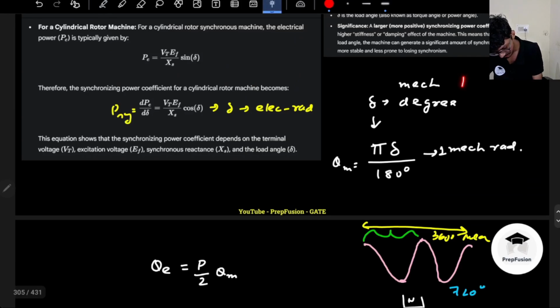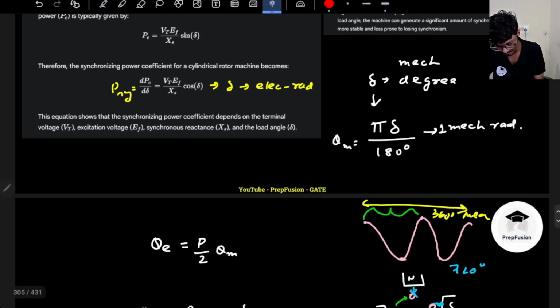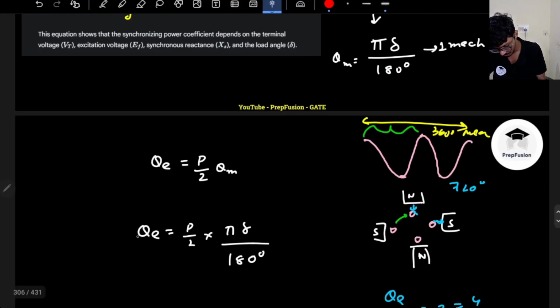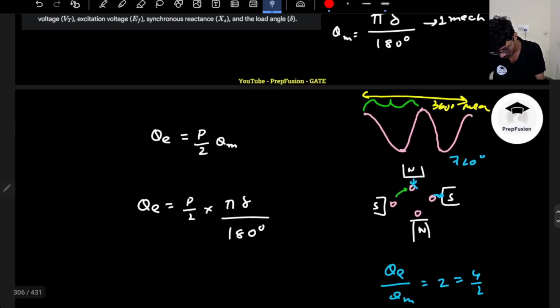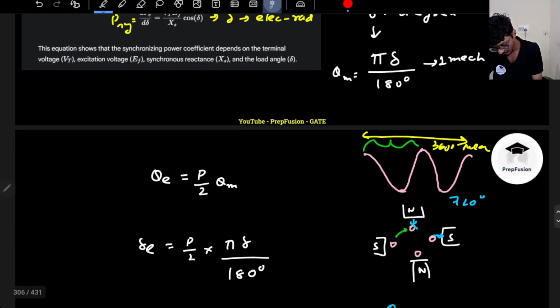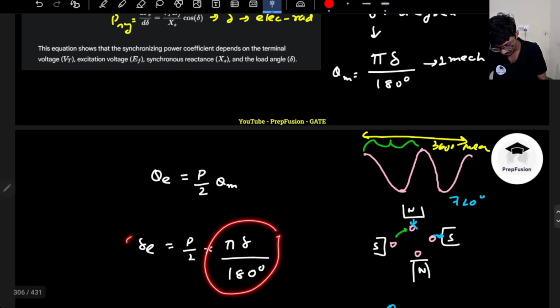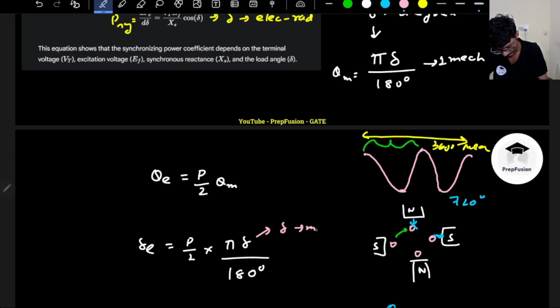Correct? This is in mechanical degrees. I just converted this into mechanical radians. This is my theta m in radians. So this is my theta e. Sorry, not theta, delta e. So I will replace it. If I want to convert from mechanical to electrical, I just have to multiply by this constant term, because remember, your delta here is in mechanical degrees. Don't forget this.